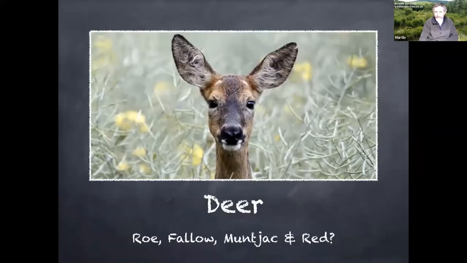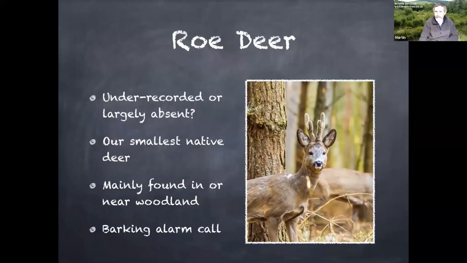Now we'll move on to the deer. We've only got three species, maybe four in North Wales. The roe deer is our smallest native deer, a beautiful animal. Under-recorded, maybe, or largely absent, we don't really know. I think probably they're slowly moving in from England, but they could turn up almost anywhere.